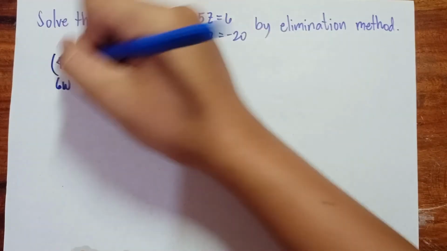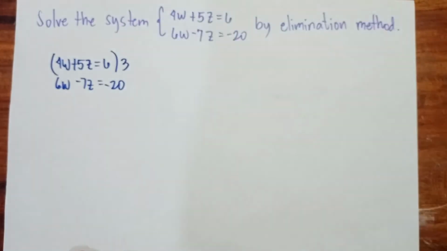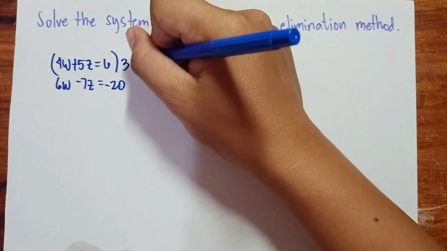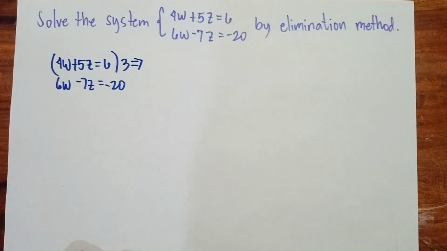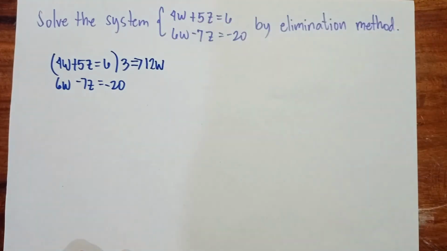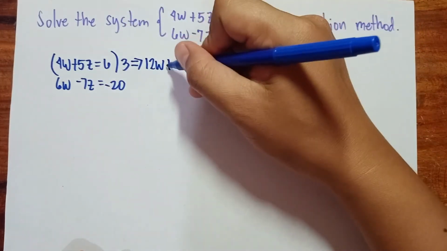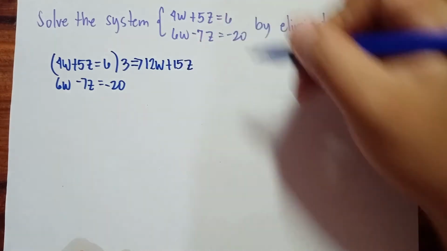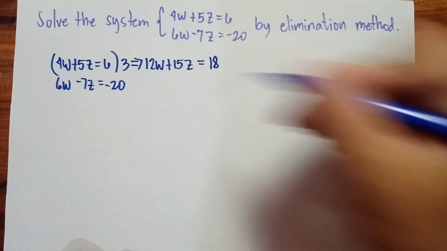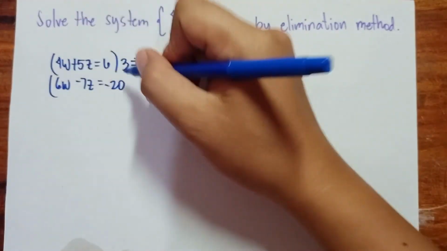So, in this case, I will multiply 3. Okay? So, ano bang i-multiply mo sa 4W para maging 12W? So, tama. We're going to multiply by 3. So, by multiplying this by 3 to the whole equation, 4W times 3, that is 12W. 5Z times 3, that is 15Z. And 6 times 3, that is 18. Okay?